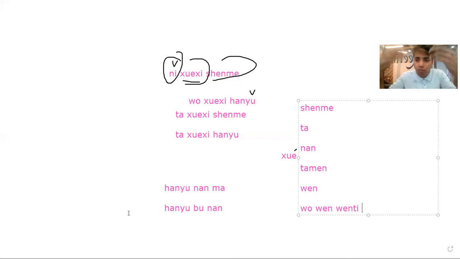Now, for example, if I say I ask a question, wo wen, wen is my verb to ask. Wo wen ti, nimen huida. Now, for example, you are sitting in a group, and I ask a question and you reply. Wo wenti, nimen huida. Huida is to answer. Is it clear to you, my team? Repeat after me. Wo wenti, nimen huida.